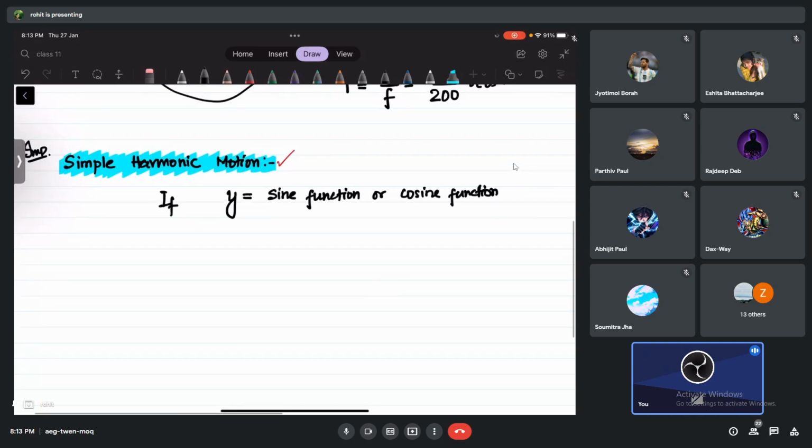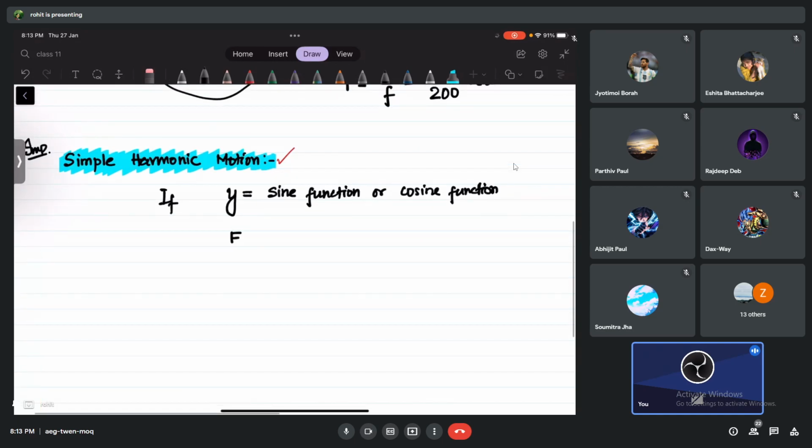There is one more definition. If the force acting on the object is found to be proportional to the negative of displacement, then also such a motion will be called what? We call it simple harmonic motion. Another way I'm writing, this is another definition. Either you say this or you say this, you will realize that all these are properties of simple harmonic motion. That means if the particle executes simple harmonic motion, then the force will be proportional to negative of displacement. I will explain that to you.